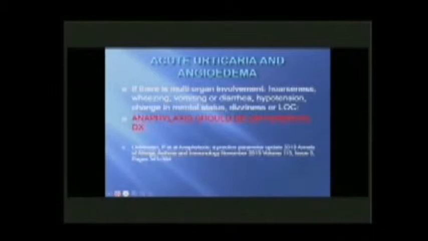The important caveat when discussing acute episodes of urticaria and angioedema is the history. If there is multi-organ involvement, such as hoarseness, which can indicate laryngeal edema, wheezing, which can indicate involvement of the lungs, vomiting and diarrhea, which can indicate GI involvement, hypotension, which can indicate cardiovascular involvement, or neurologic involvement manifesting as change in mental status, it's important to make sure that the patient is not anaphylactic. And this should be high in the differential diagnosis for all patients who come in with that history.